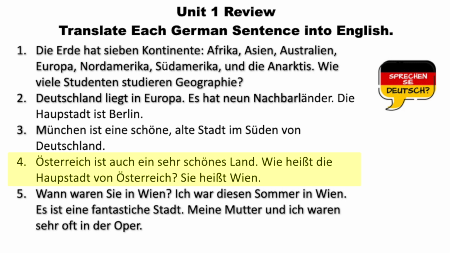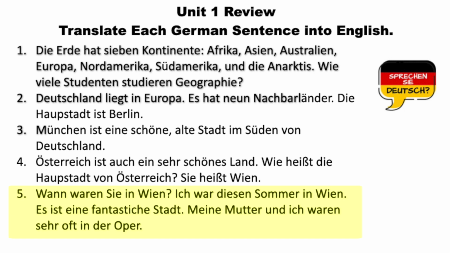Here's a question though, wie heißt die Hauptstadt von Österreich? This is not asking the question, what is the prime city, the capital of Austria? No, it's asking about its name, because we see a form of heißen here. And the response is, sie heißt Wien, which is Vienna. It's named Vienna. Now we have the question, wann waren Sie in Wien? When were you in Vienna? And this is the formal you. And the answer is, ich war diesen Sommer in Wien. I was in Wien this summer.